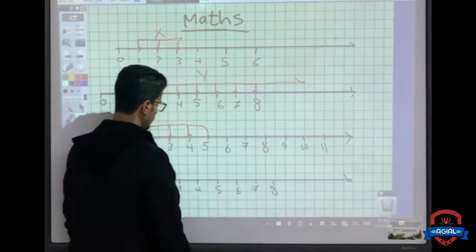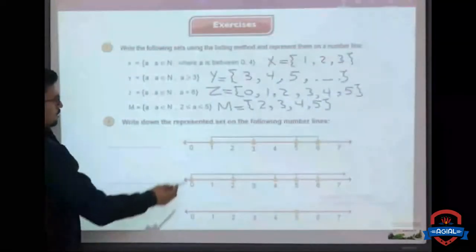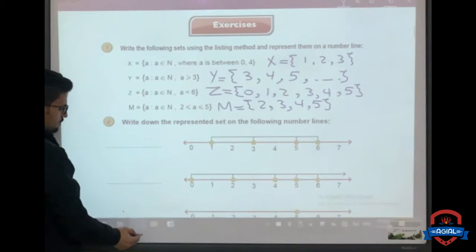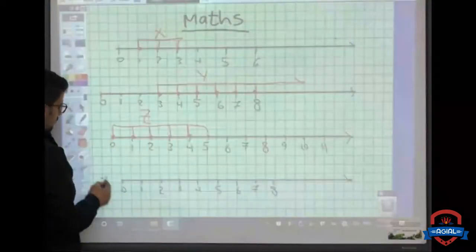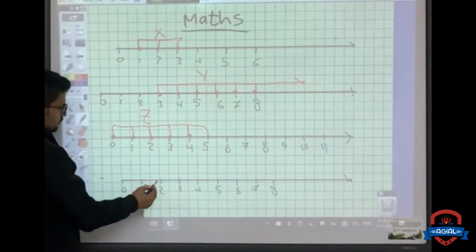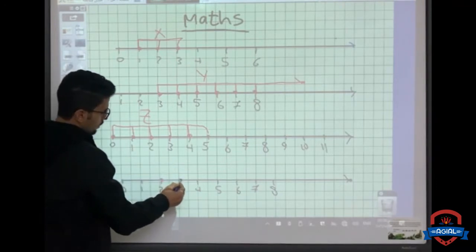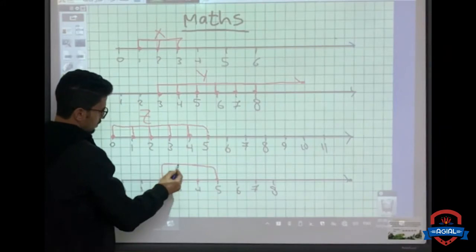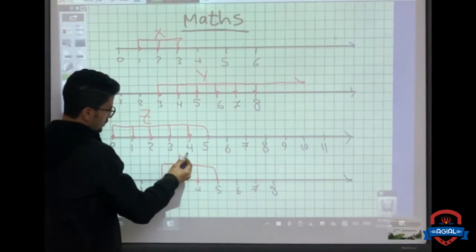So we need to represent our set, and our set includes 2, 3, 4, 5. So we have to represent 2, 3, 4, 5. So we have to put a point on 2, 3, 4, and 5, and this is the set M.